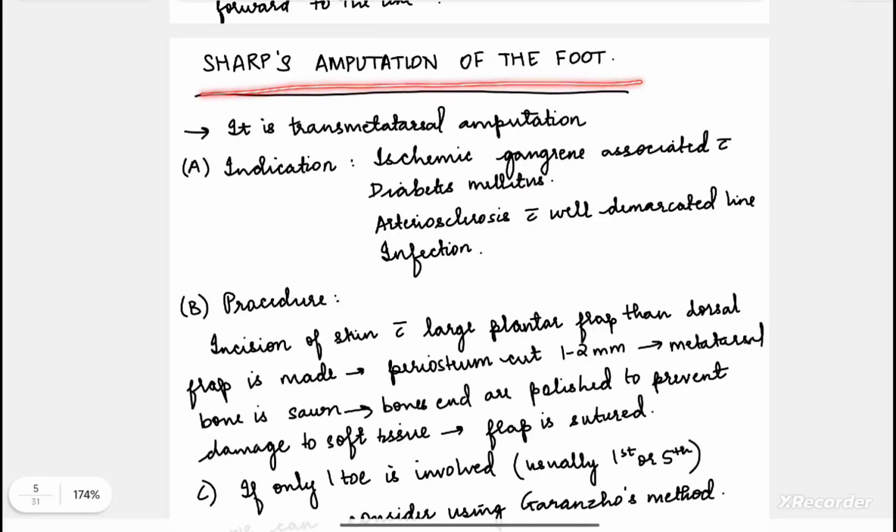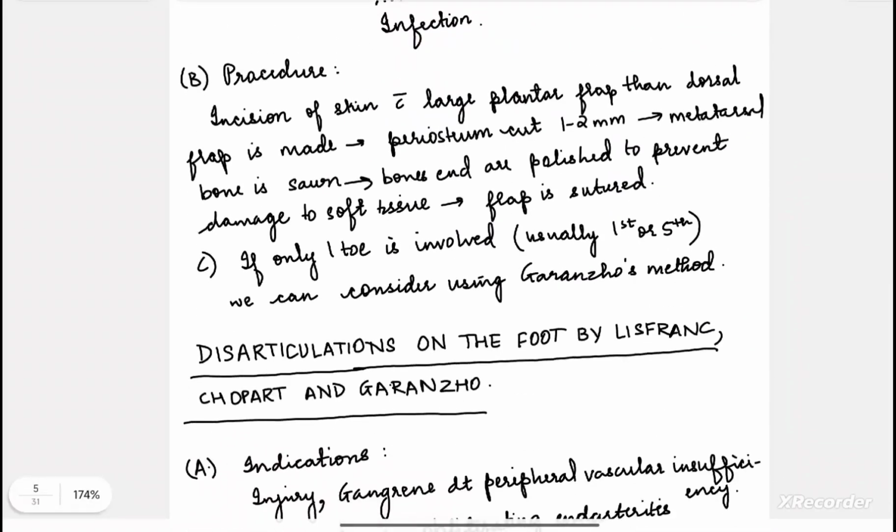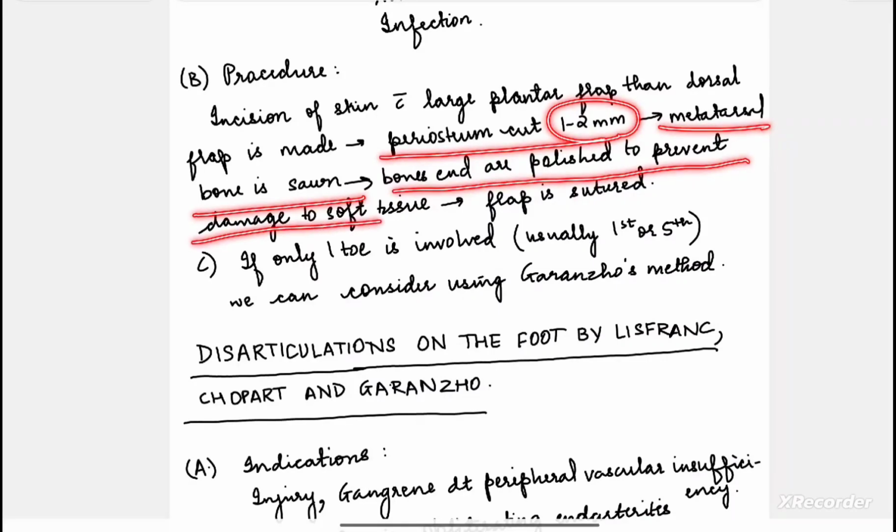Sharp's amputation of the foot. It is a transmetatarsal amputation. It is done because of ischemic gangrene associated with diabetes mellitus, arteriosclerosis with a well demarcated line, or infection. Procedure is incision of the skin with a large plantar flap, then the dorsal flap is made. Periosteum is cut 1 to 2 mm. Metatarsal bone is sawn. Bone ends are polished to prevent damage to the soft tissue and the flap is sutured.